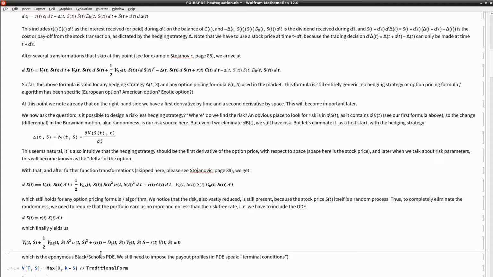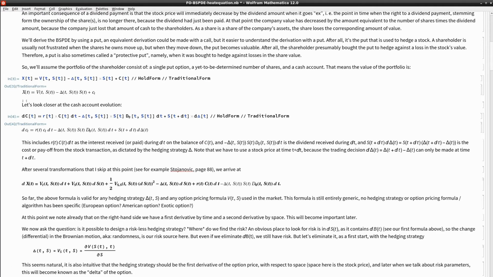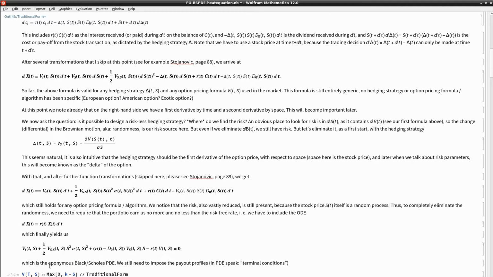And you will see now that this is the eponymous Black-Scholes PDE, and it is now a PDE. You will see that this is no longer an SDE. We don't have any differentials, right? This is now a PDE. We don't have any dx or any, what did we have before, dc terms in this. This is now a full-fledged PDE.